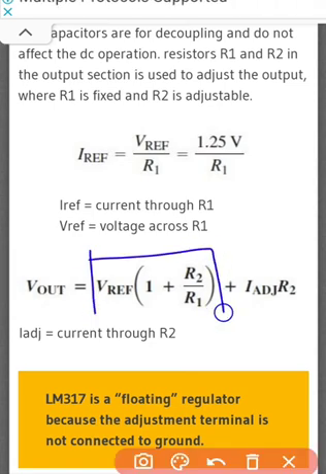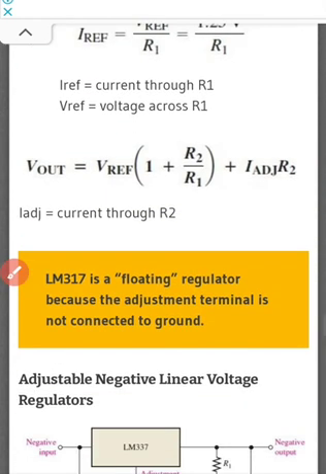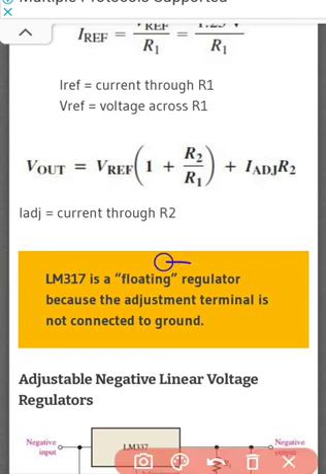These things were also already discussed in the previous series regulator or switching regulator. The extra part is our adjustable component, that is IADJ, which can be received through the load R2. And the LM317 is a floating regulator because the adjustment terminal is not connected to the ground. Floating means it can be varied.